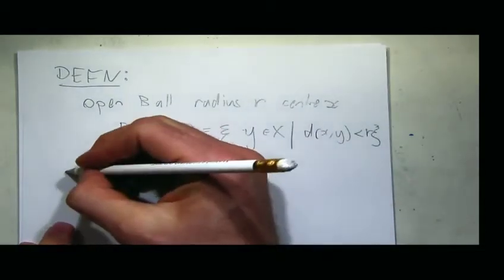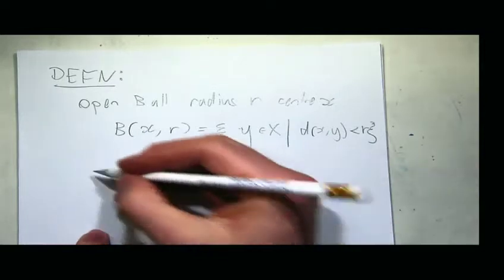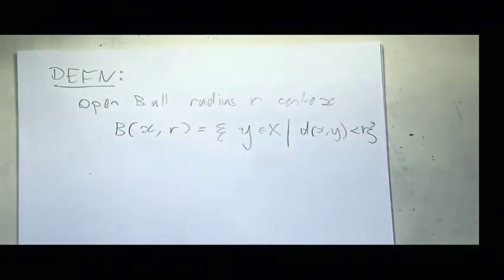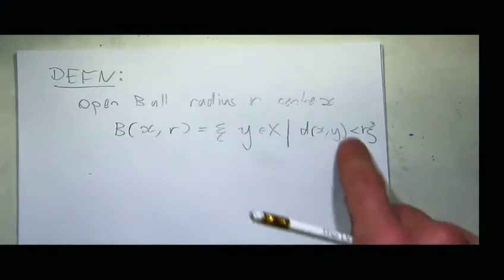So the picture that goes with that, oh, just a second. The closed ball, it doesn't have a notation, but the ball would be closed if it was less than or equal to.